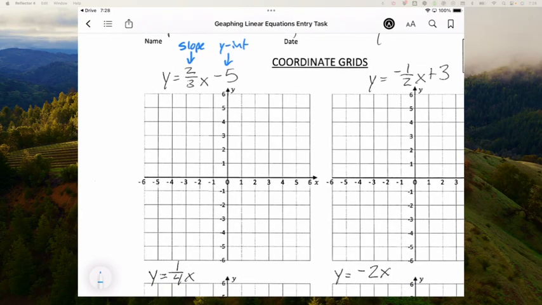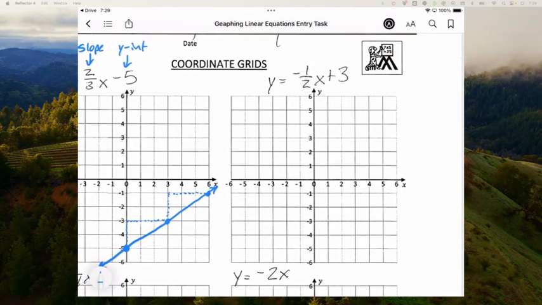So we have to start at -5 on this graph, on the y-axis, not the x-axis. And then from there we go up 2 and to the right 3 because the 2 is positive. So up 2, to the right 3. Up 2, to the right 3. Then we connect those points. There's our line.